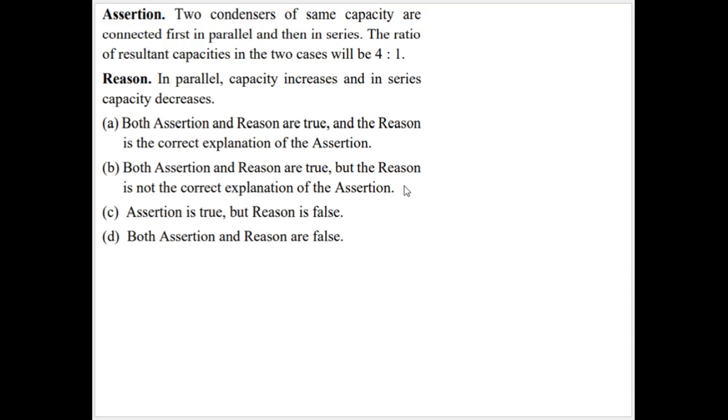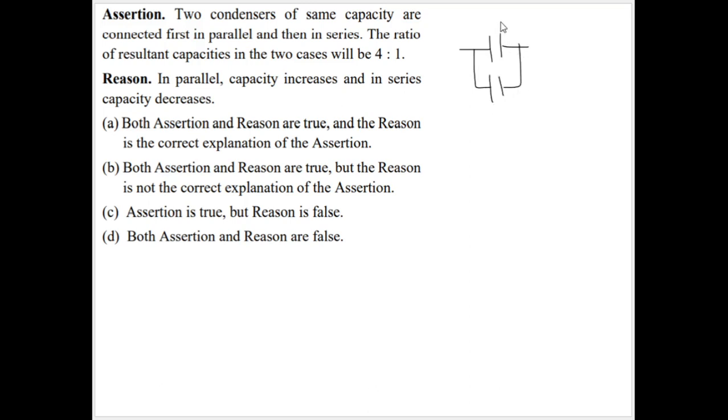In this question, two condensers of same capacity are connected first in series and then in parallel. First in parallel and then in series. The ratio of resultant capacities is 4:1. In parallel, the capacity increases, in series, the capacity decreases. So here beta, when you connect them in a series, and when you connect them, first you have to connect them in parallel, sorry.